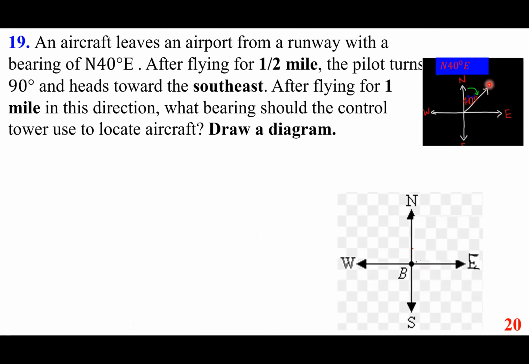Excellent. So we are going north 40 degrees east. We are going this way. So we go this way for half a mile, and that's 40 degrees, right? Then we turn 90 degrees. This is 90 degrees. We go southeast. That's a 90-degree angle. I made it huge enough so everybody can see that. And we go for about 1 mile.